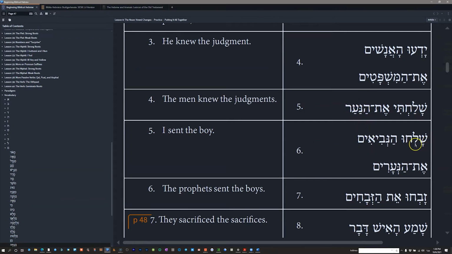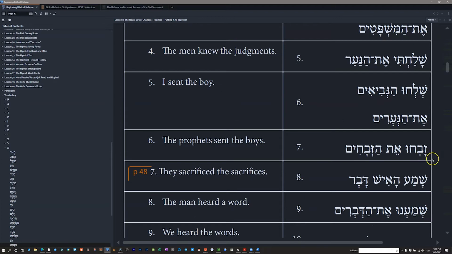Number 6, we've got shaluhu. This is the 3CP form with the shureq, so it's plural. Now we do have a noun that is definite without the definite direct object marker, so this is our subject. Ha-nevi'im, this is the prophets. So the prophets is our subject. That's what we're going to start our English sentence with. The prophets sent. What did they send? Et tells us. Ha-ne'arim. Ne'arim is the plural form of na'ar, so this is just more than one boy or servant. The prophets sent the boys.